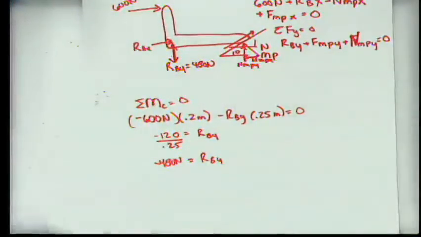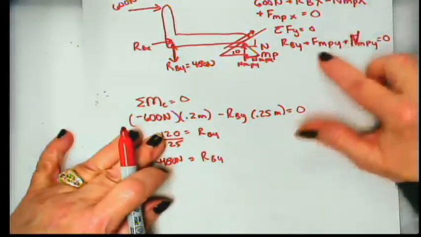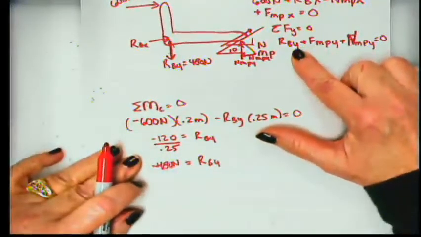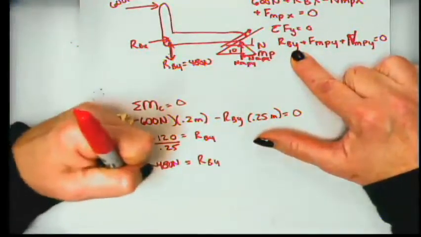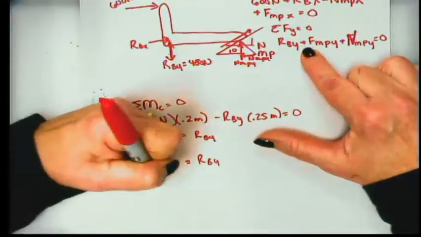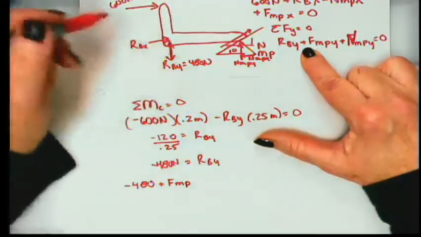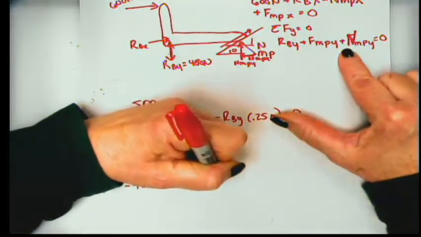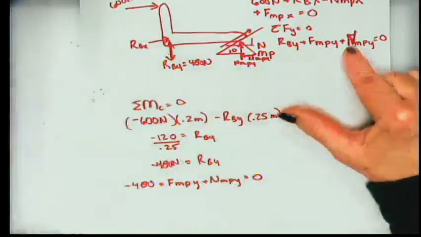All right, so at that point, I want to go back and take a look at the machine part in the y direction, which is right here. And I'm going to write this equation and see if I can solve for anything. So now I have negative 480 newtons, that's my RBY, plus the frictional force between the machine part and the wedge in the y direction, plus the normal force of the machine part in the y direction. Those things together equal 0.